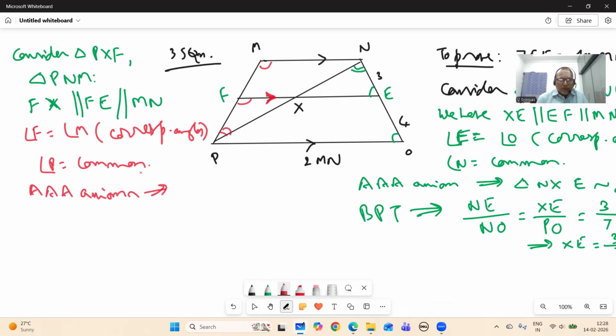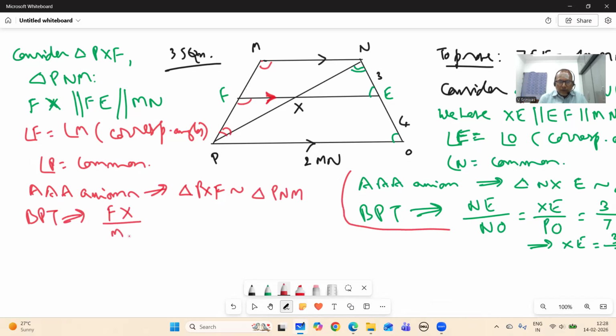that triangle PXF is similar to triangle PNM. Okay, now let us compare the sides. The basic proportionality theorem gives that the sides are in proportion. That is, PX by PN is equal to FX by MN. In triangle PXF, FX is corresponding to MN. So these will be in proportion.